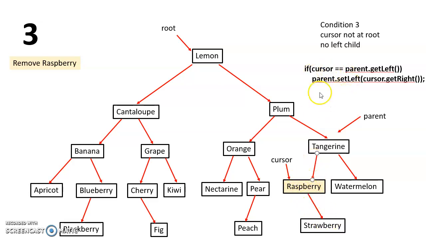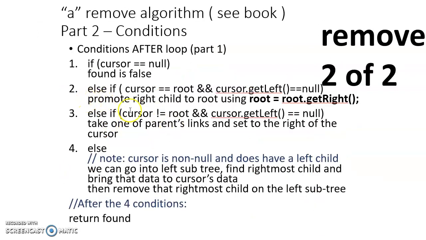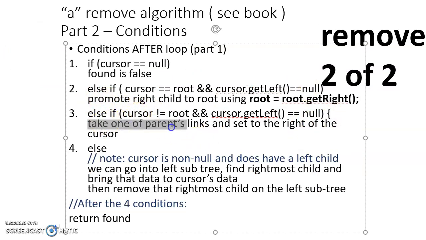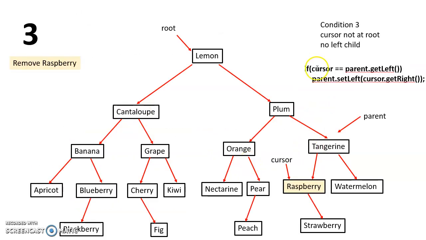So this if statement is inside, meaning inside of this. So if this is an open curly brace, then when it says here take one of, we have to have the if. So if cursor, well, cursor here equals parent get left. Well, parent get left is here. They're the same. So parent set left, we're going to be changing this pointer to cursor get right. Well, cursor get right is there. And so that now will have tangerine point to strawberry.